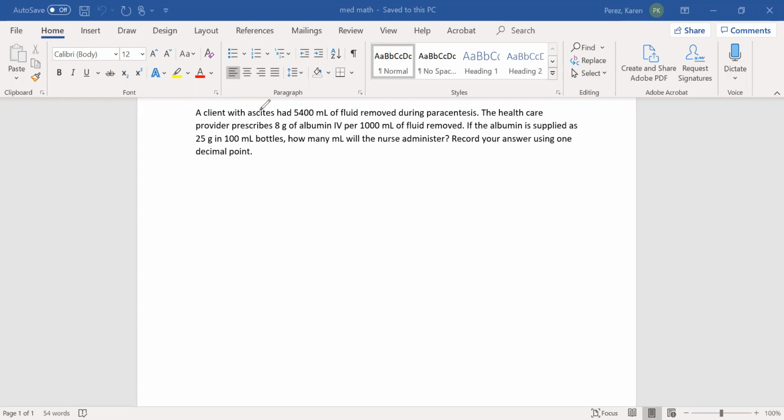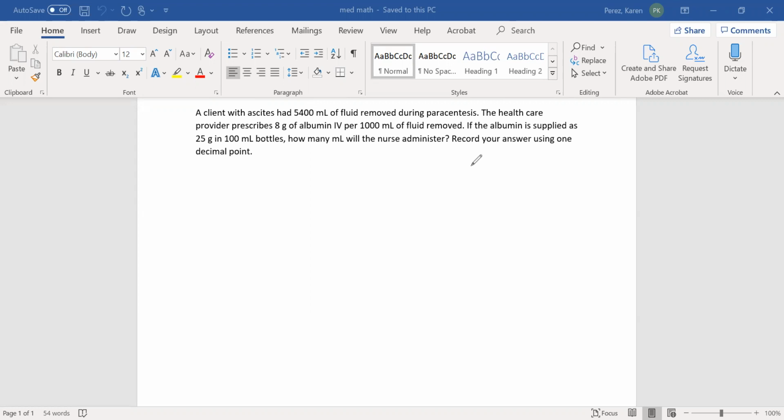So let's say that a client with ascites had 5,400 mL of fluid removed during a paracentesis. The healthcare provider prescribed 8 grams of albumin IV per 1,000 mL of fluid removed. If the albumin is supplied as 25 grams in 100 mL bottles, how many mL would the nurse administer, recording your answer using the decimal point? Meaning in this problem, you're not going to round off.